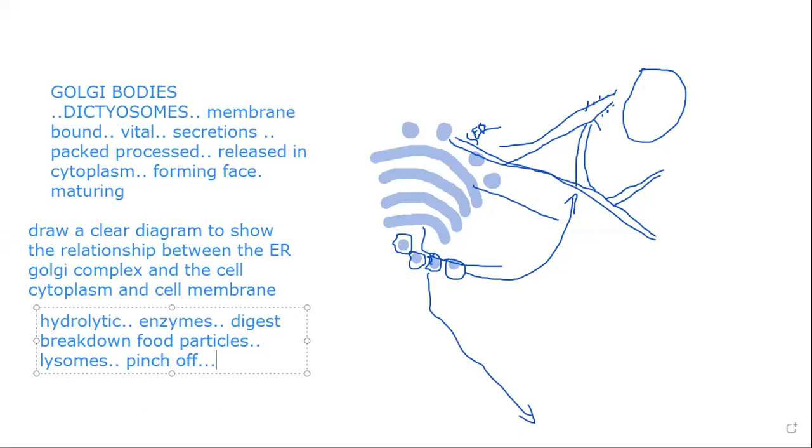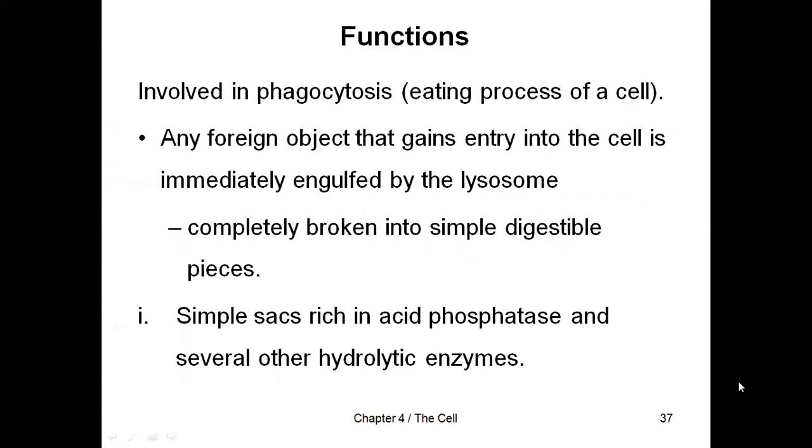Okay, now let us go back to the presentation again. This is a short topic and it will just take 5 to 10 minutes. This is involved in phagocytosis. Phagocytosis means the eating process of the cell, in which the cell takes in solid material and digests it. Pinocytosis means drinking of the cell, where the cell drinks materials.